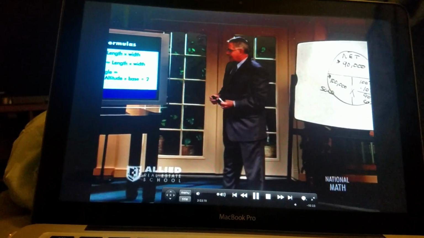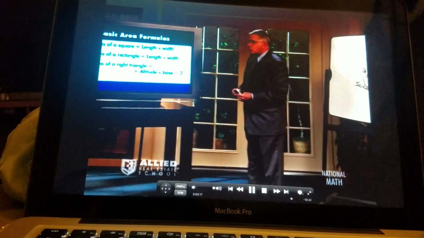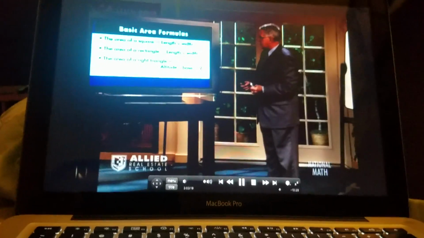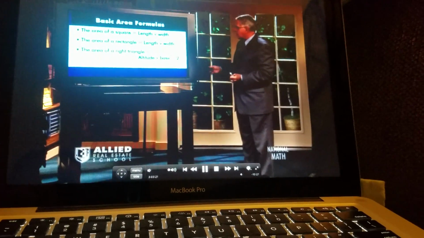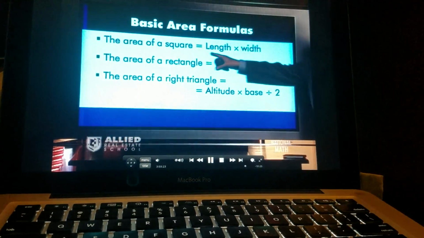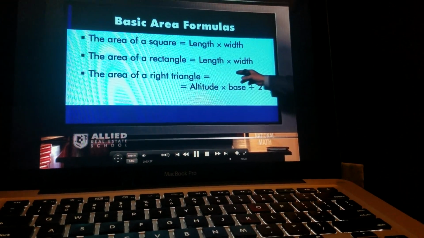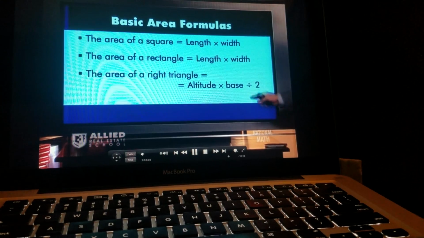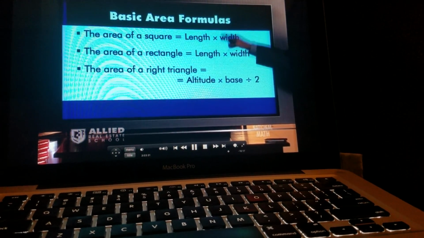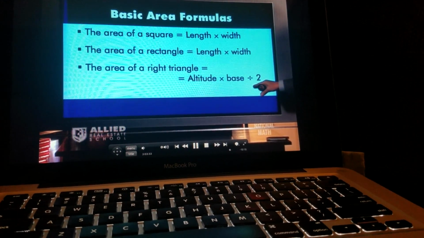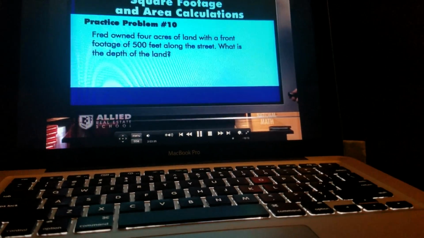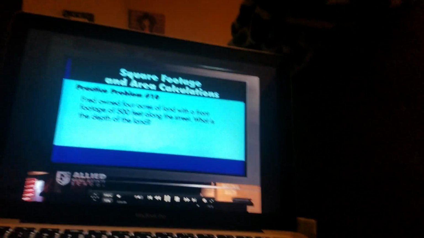Now, we want to look at some area formulas and do an area problem for you before we finish this portion. Remember, the area of a square is the length times the width. The area of a rectangle, the length times the width. And the area of a right triangle is the height, or the altitude, times the base divided by 2. So we've got a square footage problem here.